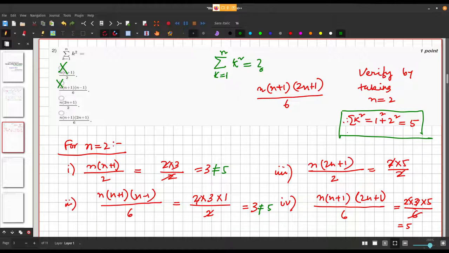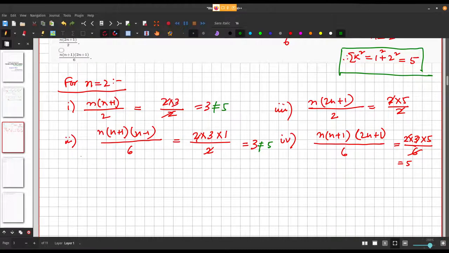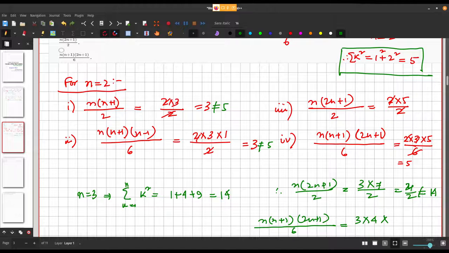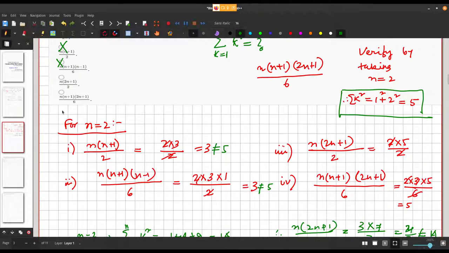And to eliminate one of these, let us take n equal to 3. Then the summation of k square from 1 to n will be 1 plus 4 plus 9, that will be 14. And you can see n into 2n plus 1 by 2 will be 3 times 7 by 2, which is 21 by 2. So this is not equal to 14, but the fourth option, which is n into n plus 1 times 2n plus 1 by 6, this will be 3 times 4 times 7 by 6, and 6 cancels out, so 12 times... this becomes 14. So we can eliminate this one also, and we can see that this is the correct option.